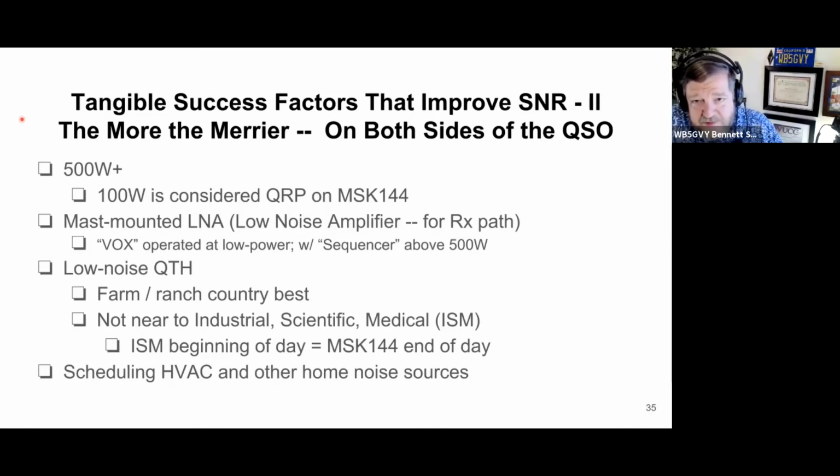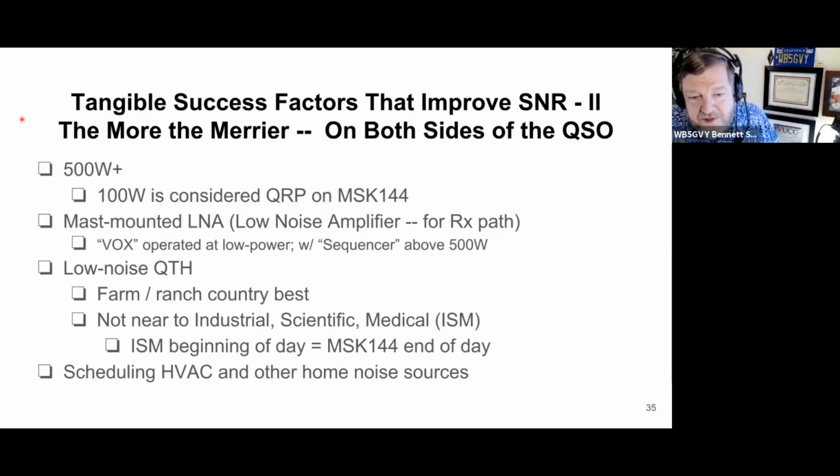Another thing that comes in quite handy is a mast mounted low noise amplifier. I have one of these and it helps. There's sort of two flavors of these depending on whether you're running low power or high power. The low power versions are referred to as being Vox operated. And for the high power ones, you need a device called a sequencer that makes sure that the receiver's turned off when you're transmitting.